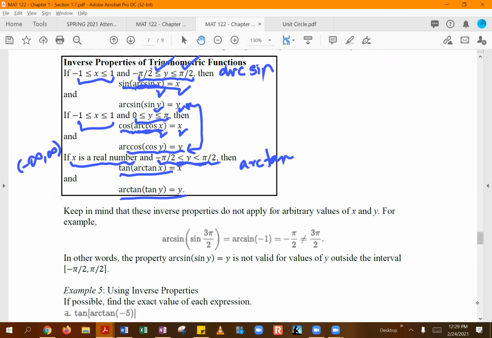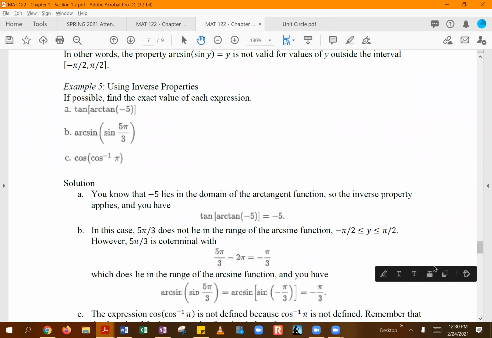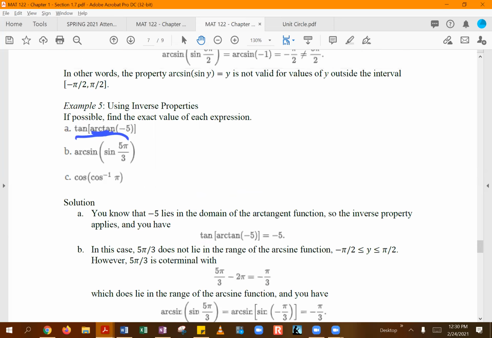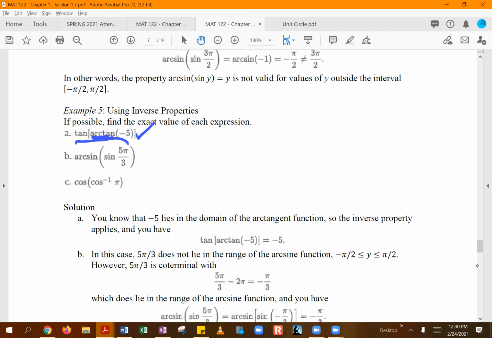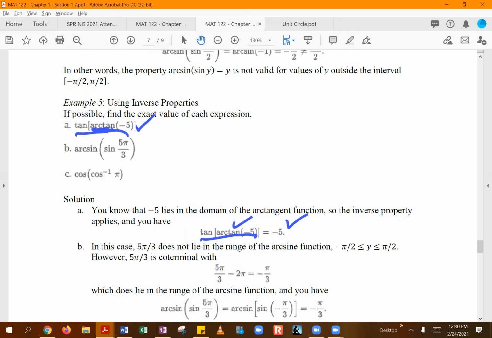So just make sure, as long as you're staying within that domain and range, you can be given something like arc tangent of -5 on the inside, tangent on the outside. So we're doing a composition. Now, as long as your -5 falls inside the domain of the arc tangent function, you will be able to simplify this. And we know the domain for the arc tangent is all real numbers. So -5 definitely works in that. So you are able to solve this and you get the answer as -5 using our rules of composition.